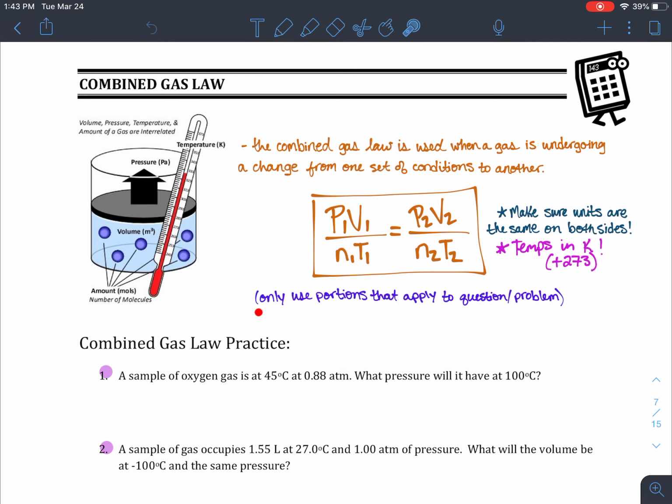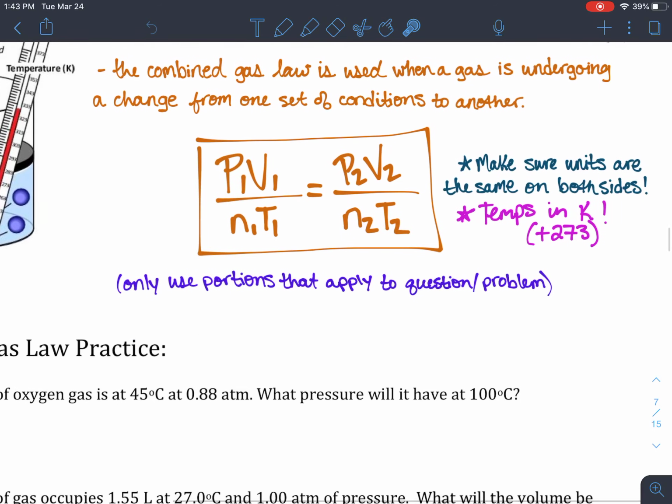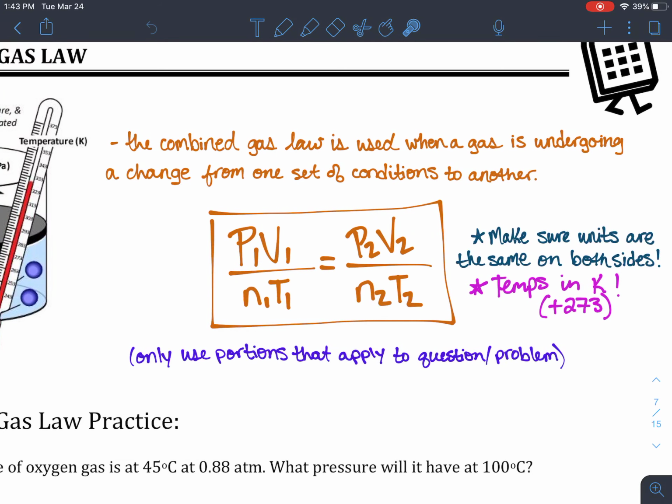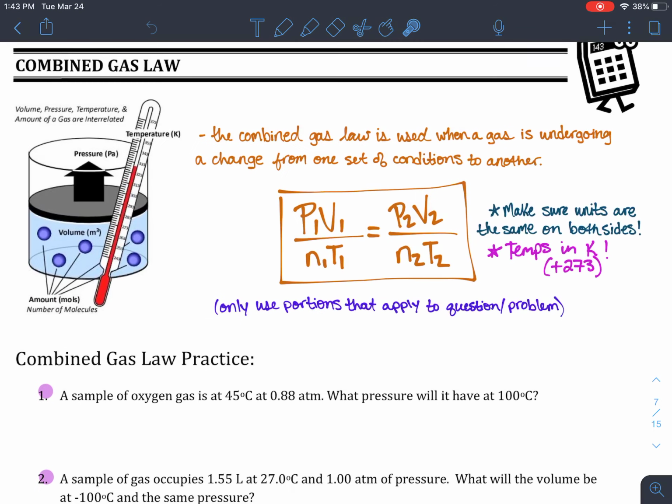So if you take a look at what's in gold on the page here, it says the combined gas law is used when gas is undergoing a change from one set of conditions to another. The reason I'm really pointing this out is because later on in this unit, you're going to be learning the ideal gas law, which only deals with one set of conditions. So this is something that you use if you are comparing two sets of conditions.